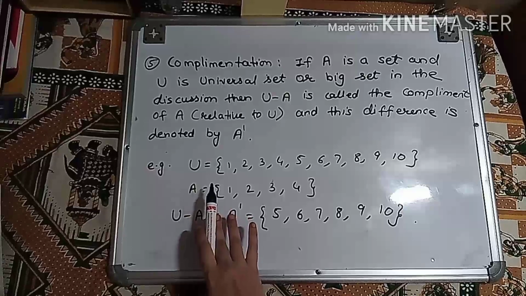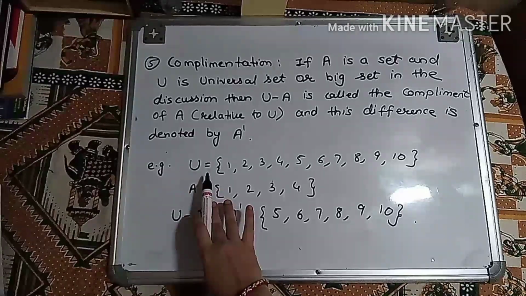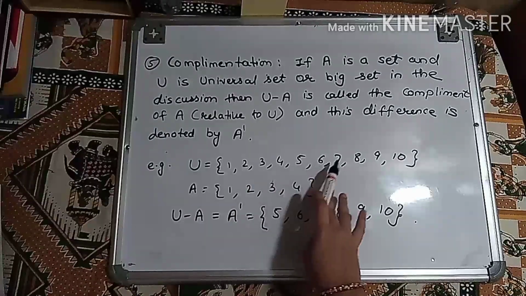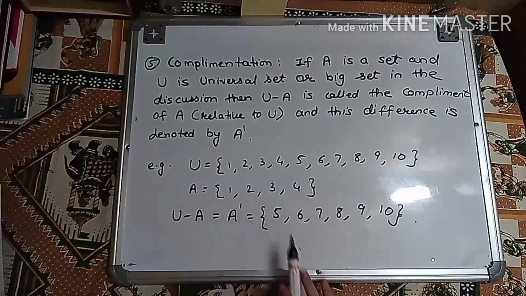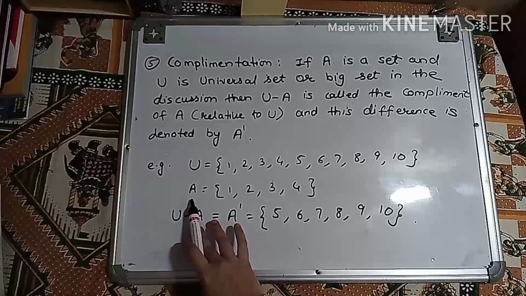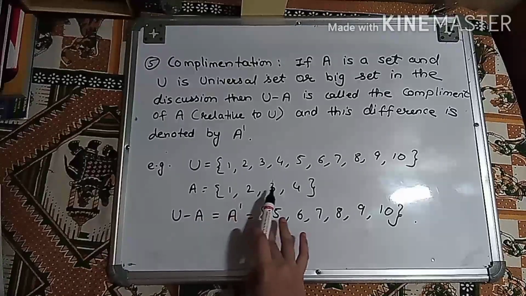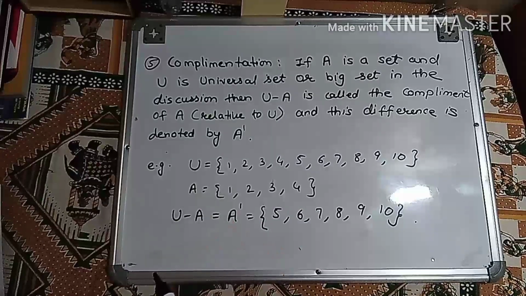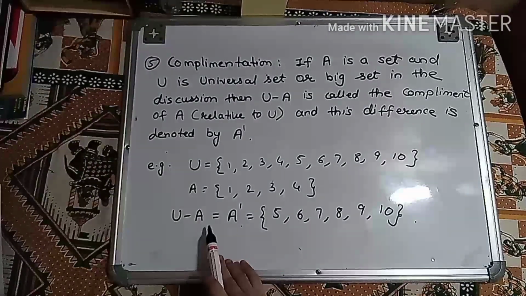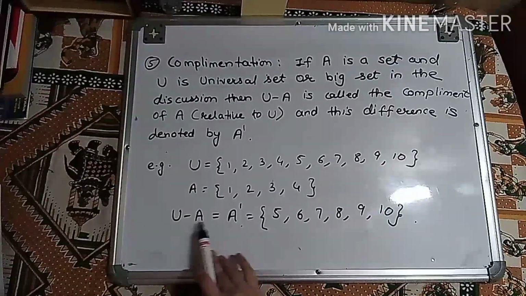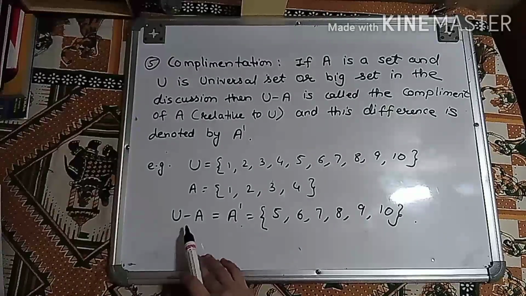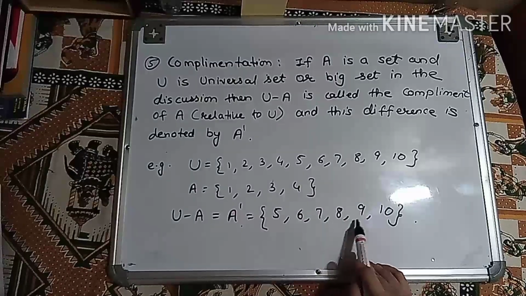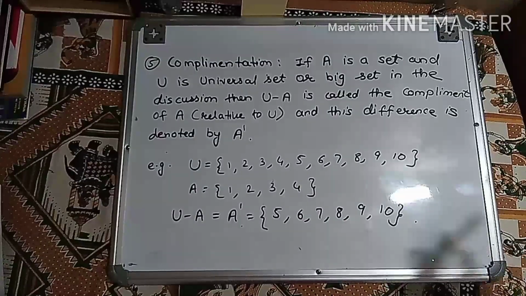Now consider an example. Suppose we are considering a universal set, big set U equals 1, 2, 3, 4, 5, 6, 7, 8, 9, 10, and A be the set of elements 1, 2, 3 and 4. Now what will be the complement of A? What will be A dash, which is equal to U minus A. So what is U minus A? 5, 6, 7, 8, 9 and 10.